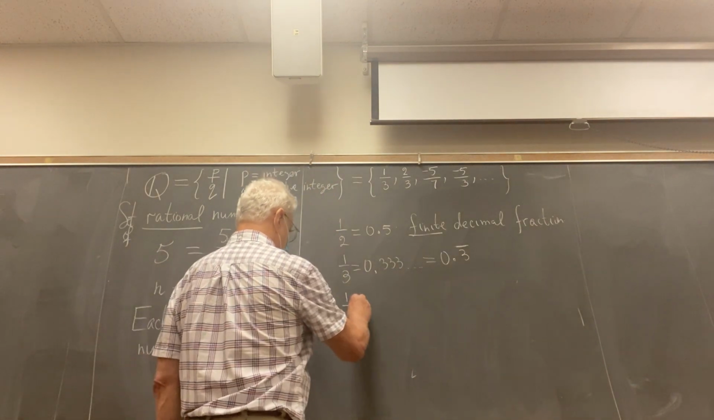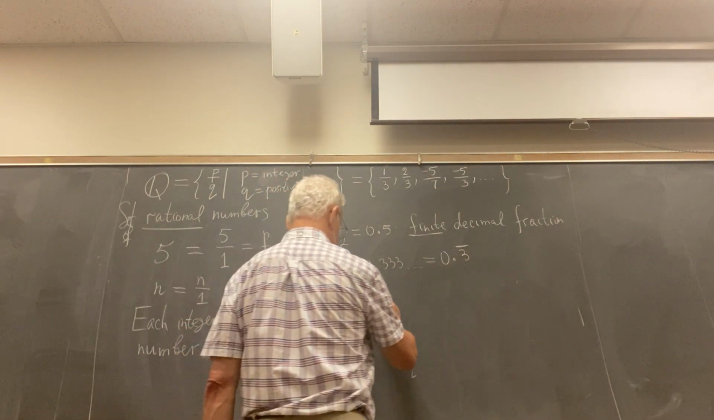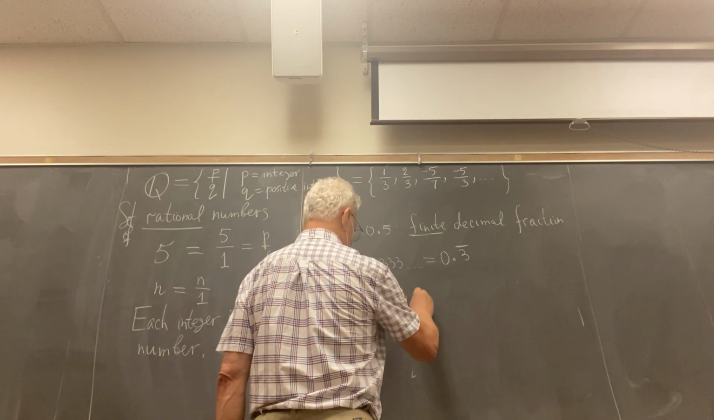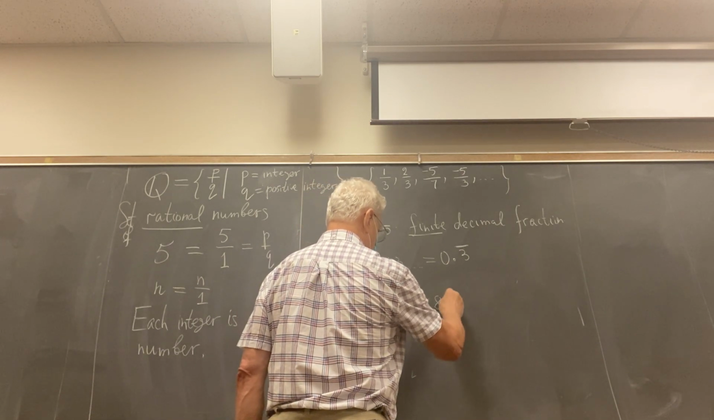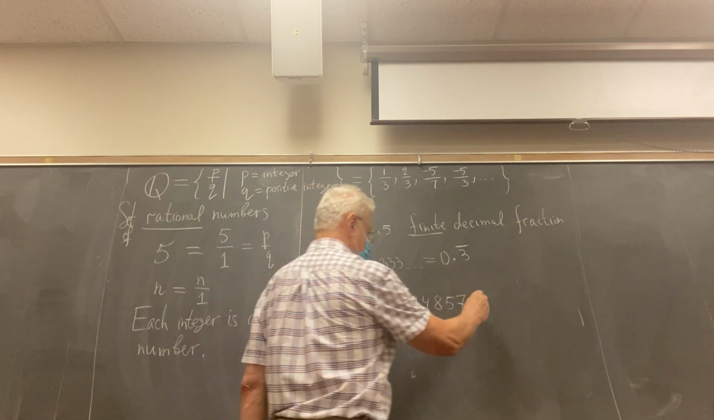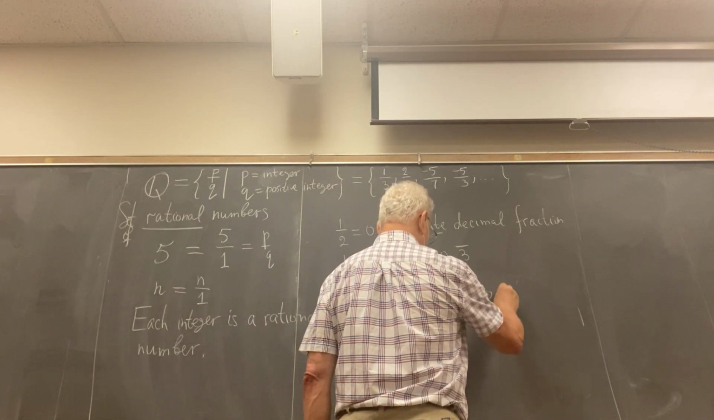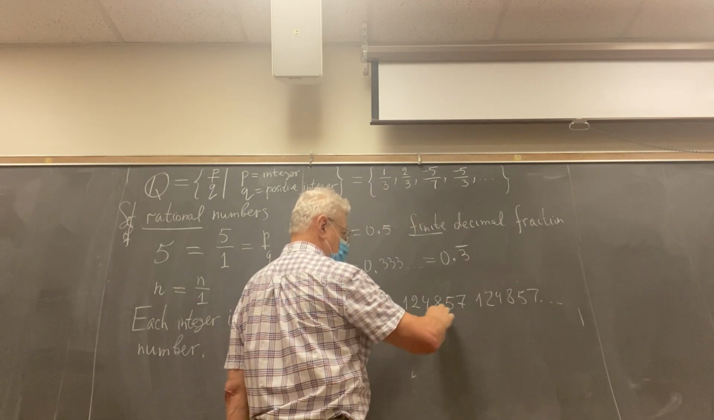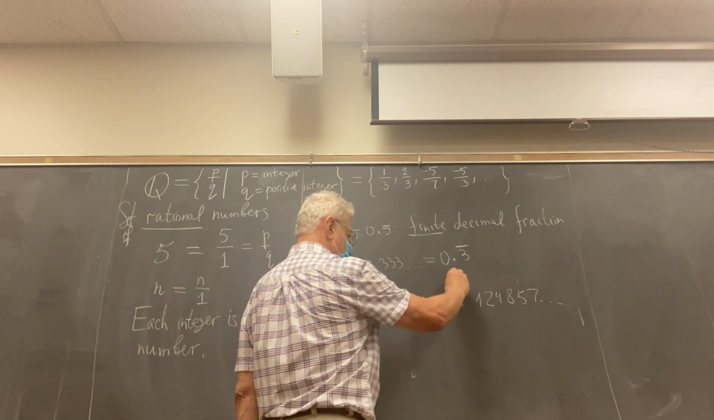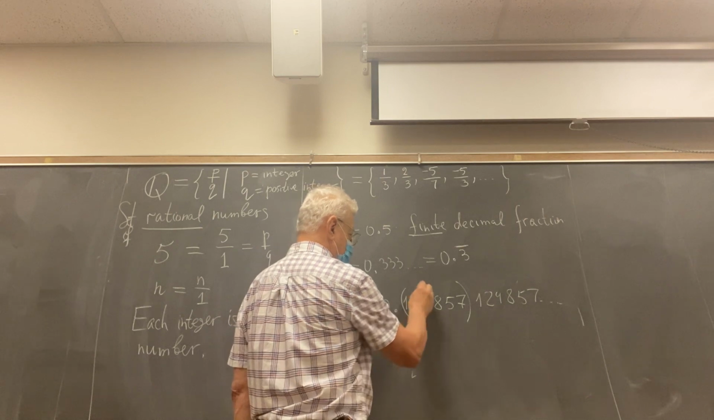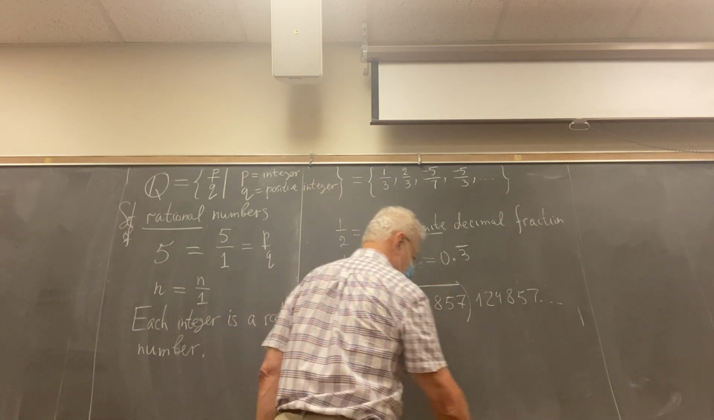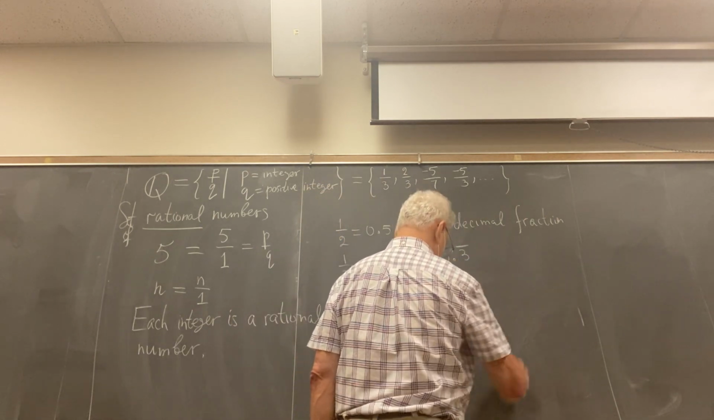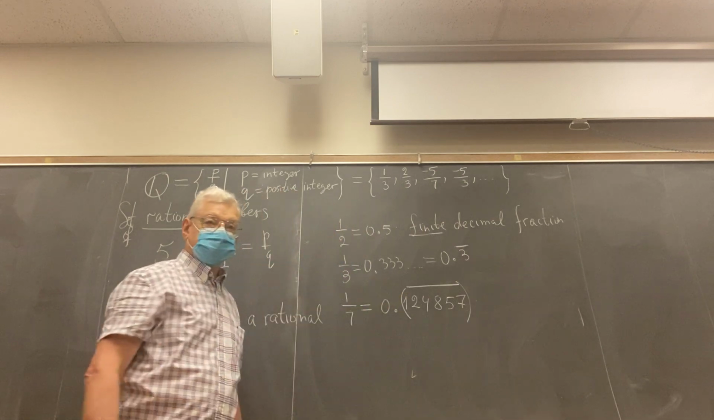Another interesting example is 1/7. It's 0.142857, and after that it will repeat 1, 4, 2, 8, 5, 7, and so on. So therefore, instead of writing infinitely many times, you just surround that period, write the bar, and erase the other part. Okay, this exactly means it's periodic.